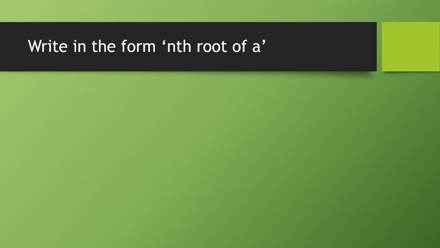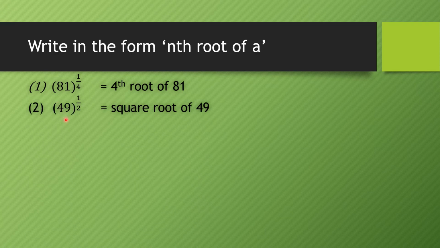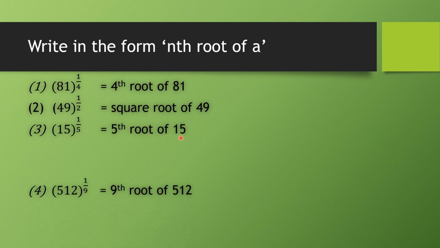The second question is: write the given forms as nth root of a. Example number 1, 81 raised to 1 upon 4. Raised to 1 upon 4 means that it is the fourth root. Fourth root of 81, you have to take the base as 81. Then 49 raised to 1 upon 2. Here there is 1 upon 2 and therefore it is the square root, and you can write it as square root of 49. 15 raised to 1 upon 5 is equal to fifth root of 15.